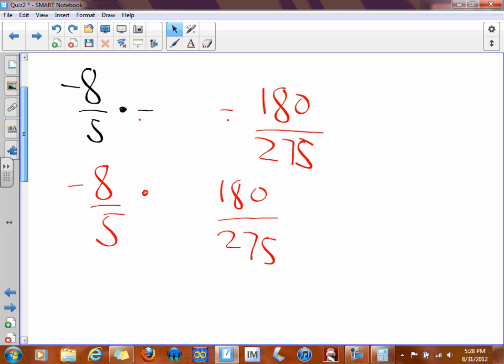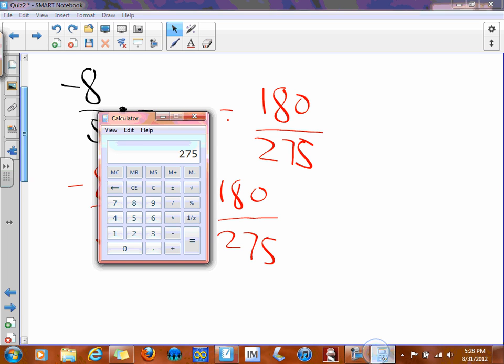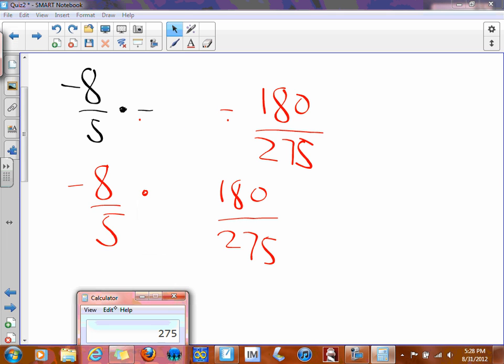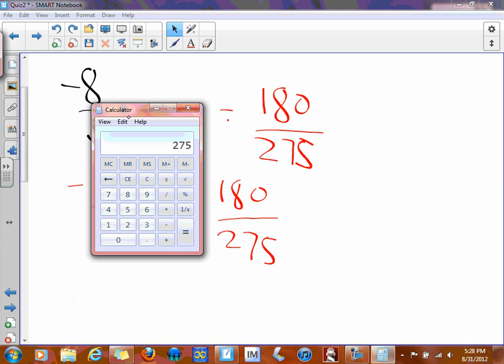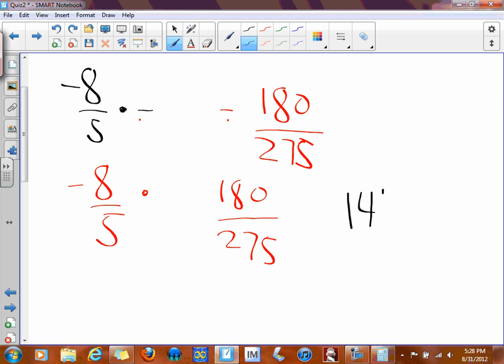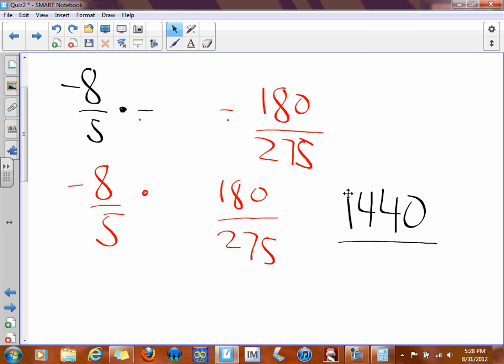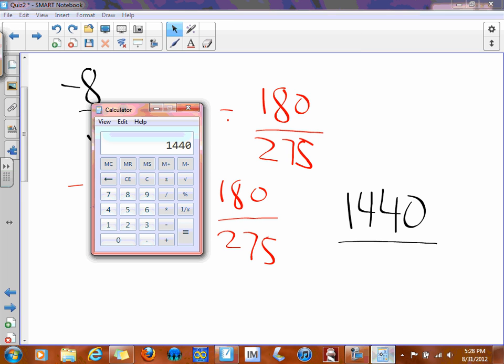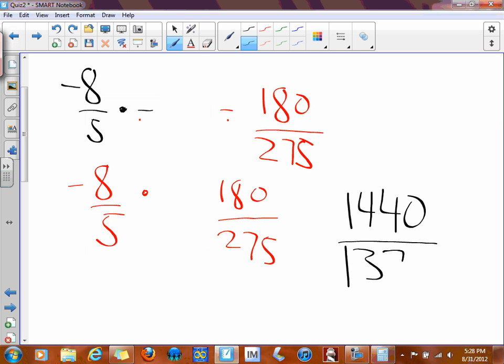We talked about that. So what I'm going to do now is the only thing that's left to do, and that's to multiply straight across. So 8 times 180 is equal to 1,440. All right? And 5 times 275 is equal to 1,375.